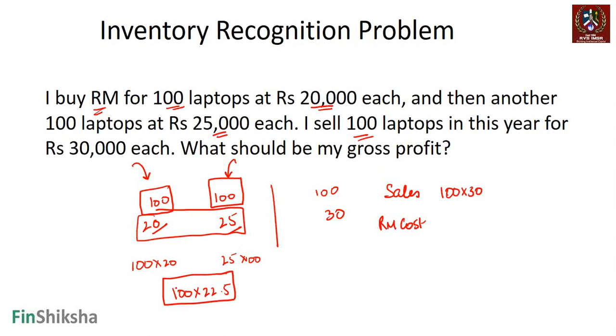Now, it is important for us to understand this because in one case, you're going to get the expense as 100 into 20, which means your profit can have three values. Your profit can be 100 into 10, or 1000, essentially 10,000. Your profit could be 100 into 5 if you take this 30 minus 25, or your profit could be 100 into 7.5, if you leave it open for judgment, correct?